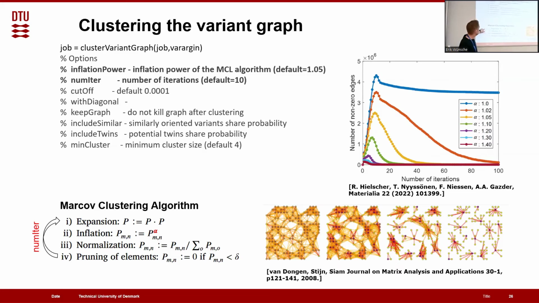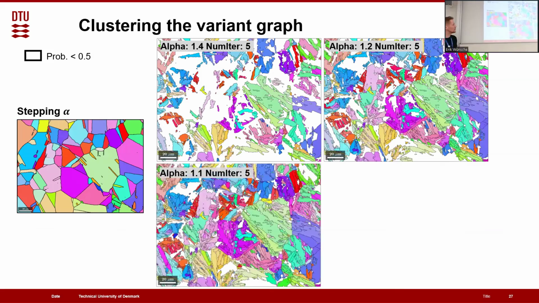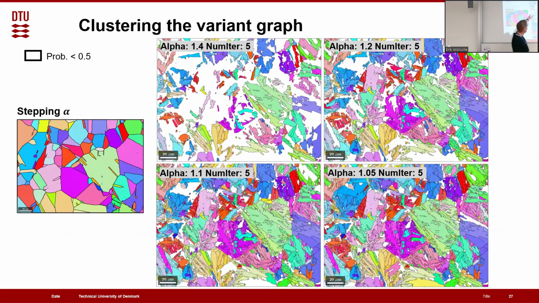Then the next parameter is the number of iterations. For how long do we actually want to run this? With each iteration, we expand by 1 order of neighbors that we look at. So if we run 20 iterations, we go onto the 20th order neighbor, and that might not always be beneficial, as we will see. So let's look at these parameters one by one. Now we change the inflation parameter from 1.4, 1.2, 1.1, 1.05.